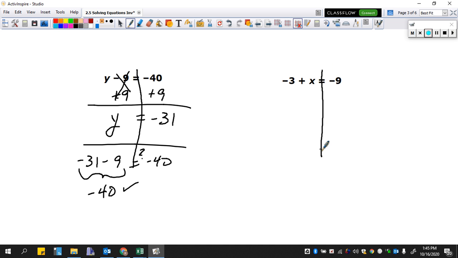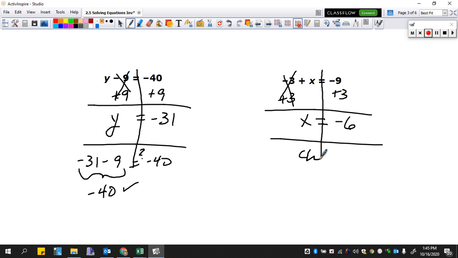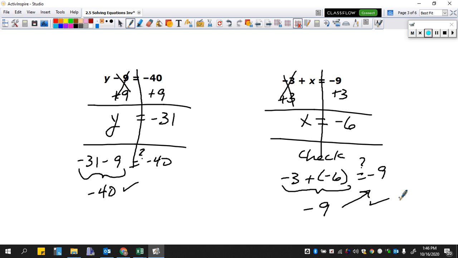Another one over here where we have the number come first. The opposite of negative 3 is positive 3, so plus 3, plus 3. That cancels out. We're left with x is equal to negative 9 plus 3, which is negative 6. So check it. Negative 3 plus negative 6, is that equal to negative 9? Well, negative 3 plus negative 6 is equal to negative 9, so that checks out.